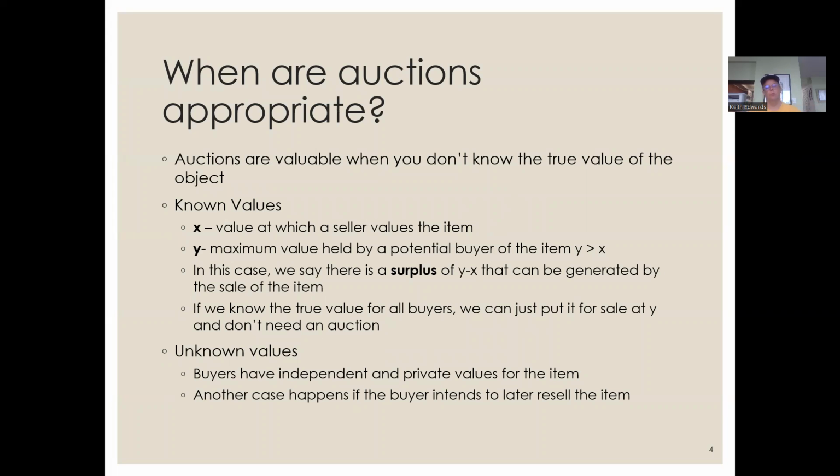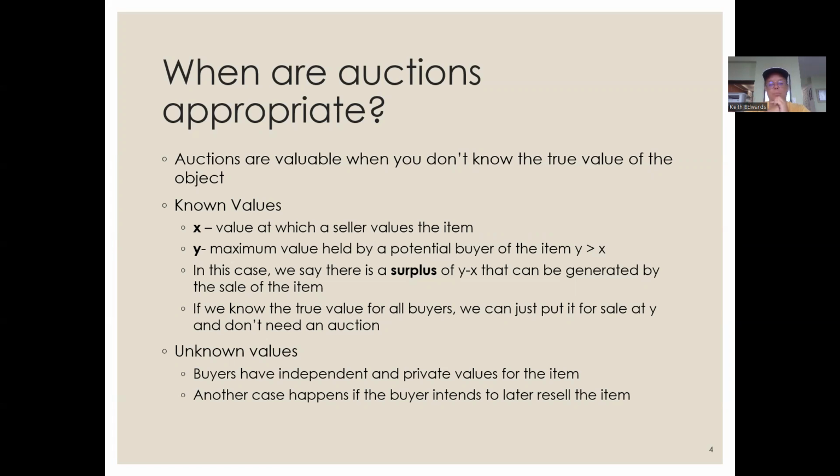So when are auctions appropriate? Well, they're valuable when we don't know the true value of the object. If we're thinking about known values, X is the value which the seller values the item. Y is the maximum value held by a potential buyer for the item. And we're assuming Y is greater than X. Otherwise, we wouldn't sell it, unless we absolutely had to. In this case, there's a surplus of Y minus X that can be generated from the sale of the item. If we know the true value of all the buyers, we can just put it for sale at the highest one, Y, and we don't actually need an auction.